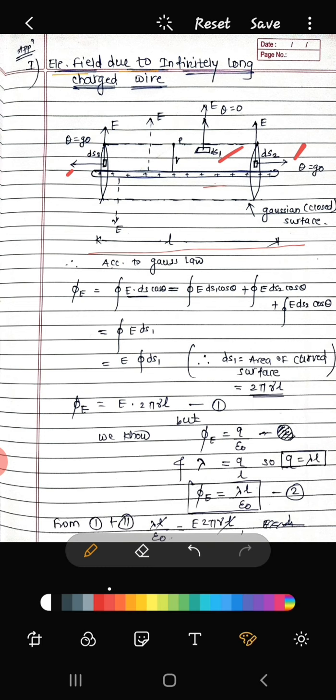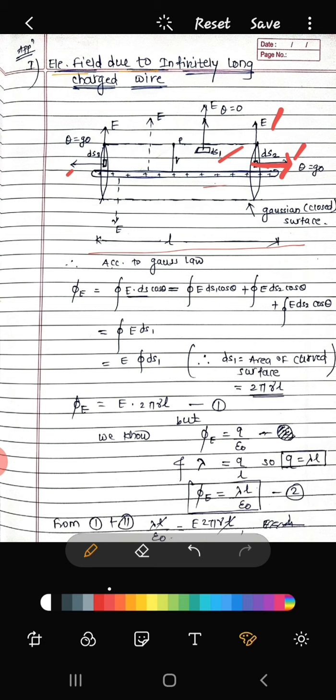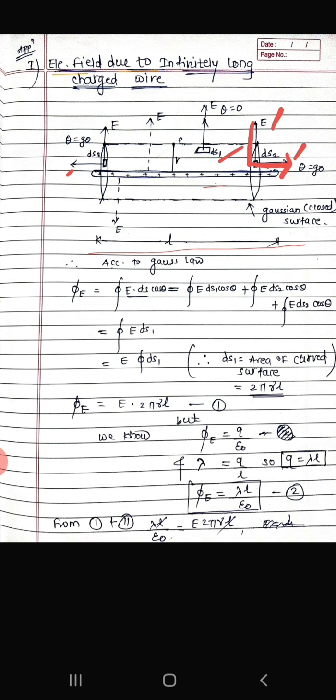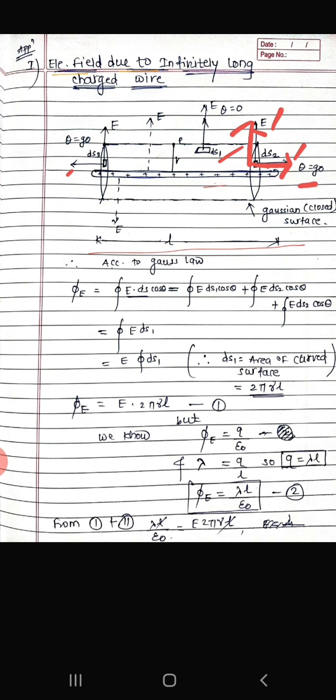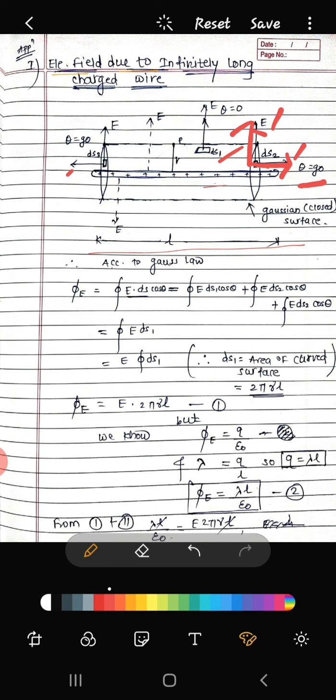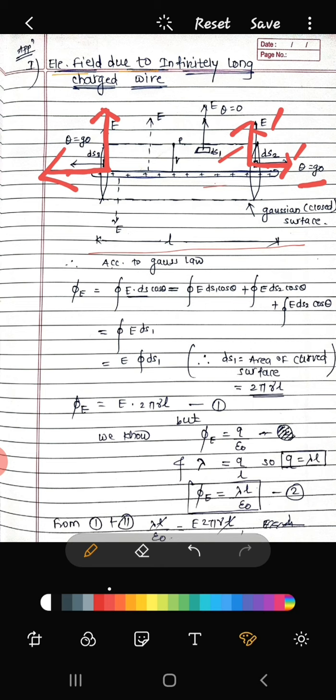Here E indicates the direction of electric field at ds2, and this line indicates the normal component. So if you see here, electric field E and the normal component are both perpendicular to each other. So theta for ds2 is 90. Similarly, for ds3, this is E, the electric field, and this is the normal component of ds3. So again theta will be 90 for ds3.